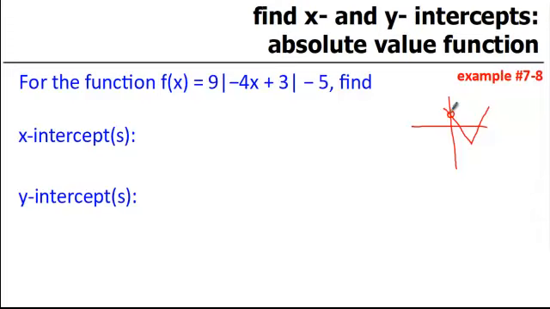You can only have one. Will you ever have an absolute value function that does not have a y-intercept? No, they're always going to have a y-intercept, right? At some point, it's going to cross that y-axis.